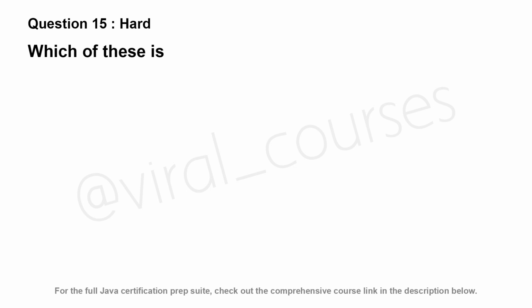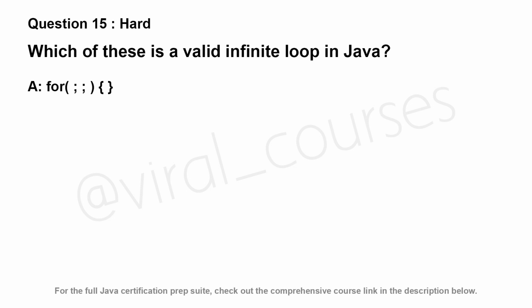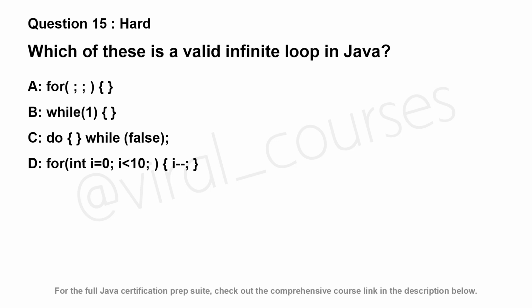Which of these is a valid infinite loop in Java? Option A, for, opening curly bracket, closing curly bracket. Option B, while 1, opening curly bracket, closing curly bracket. Option C, do while false. Option D, for int i equals 0, i less than 10, i, closing curly bracket.